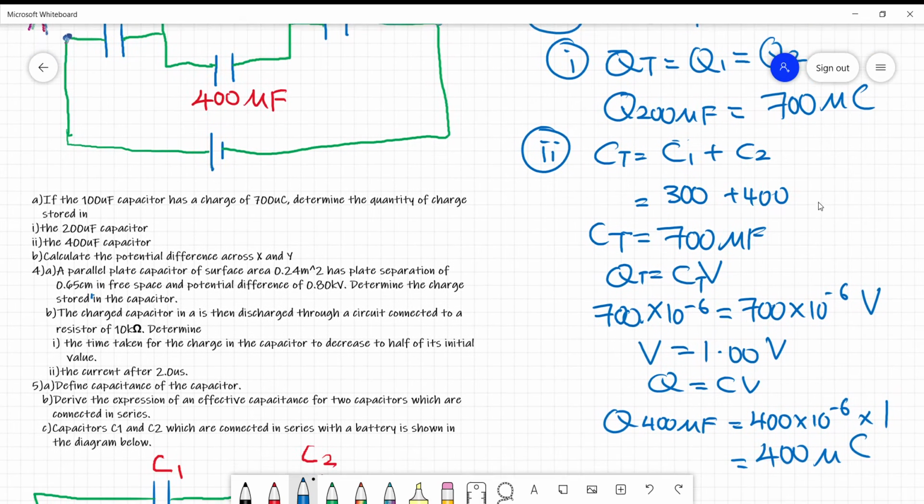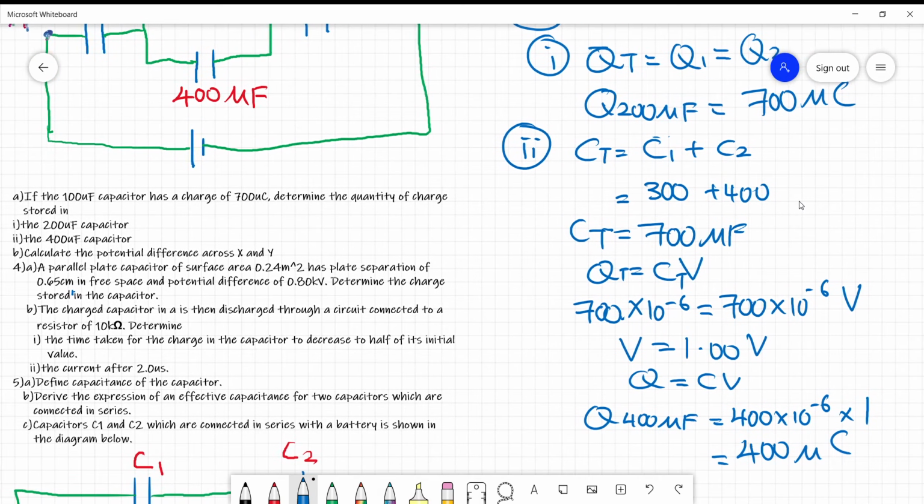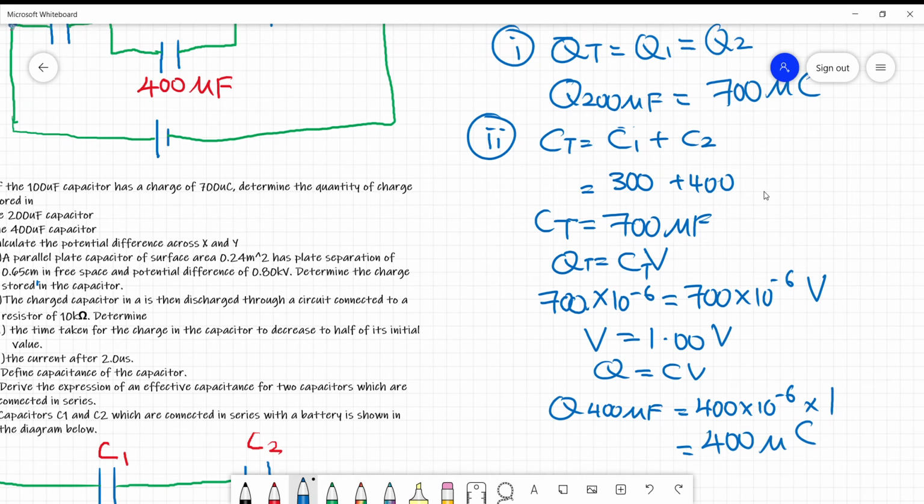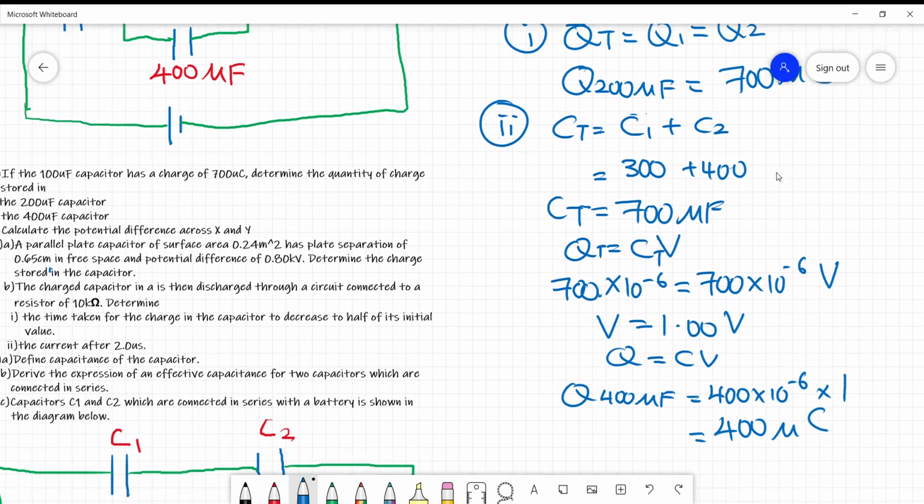Alright, now calculate the potential difference across X and Y. Let me just erase all this.